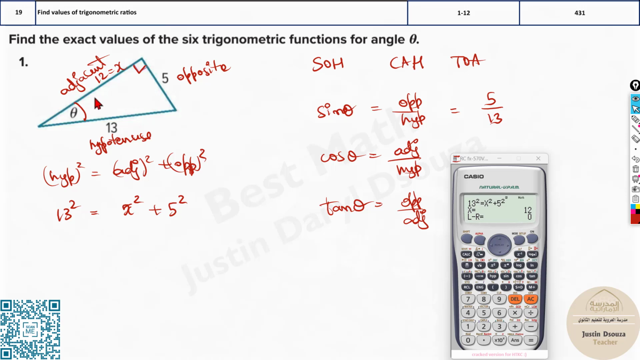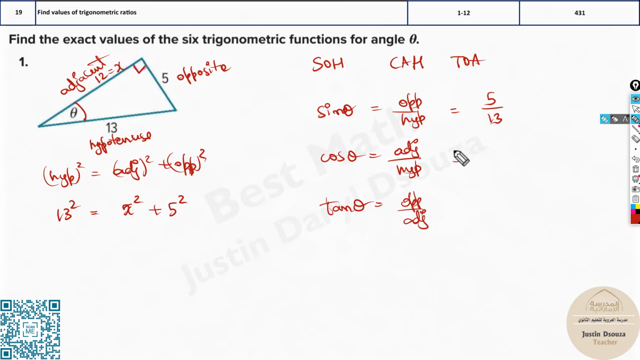So once we have found all the sides, we can find the trigonometric ratios. Here it is 12 by 13. Then last we have 5 by 12. So these are the trigonometric ratios of sine, cosine, tan. And then there are 6, as they are mentioned.